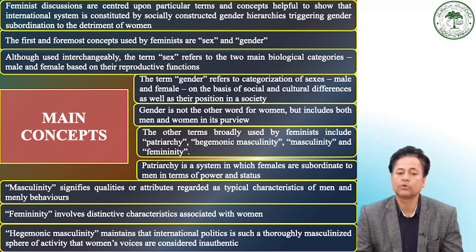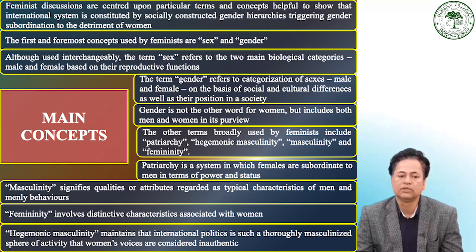The other terms broadly used by the feminists include patriarchy, hegemonic masculinity, masculinity and femininity. These are the broad terms used by the feminists, and it would be better if you understand the meaning of these terms. Patriarchy is a system in which females are subordinate to men in terms of power and status. So when we talk about patriarchy, again it's a question of power and status.